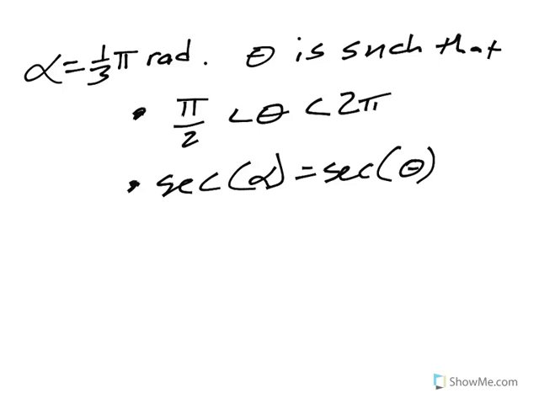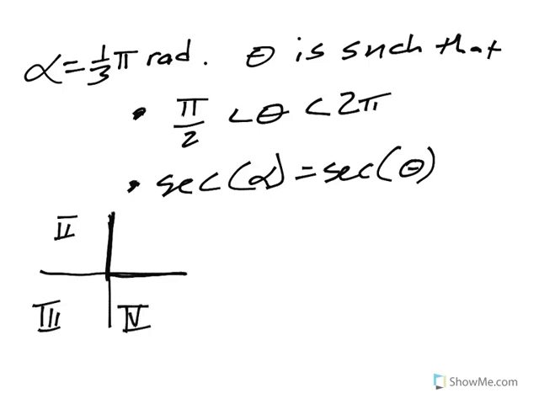Theta is an angle that has these two properties. First off, angle theta is between pi halves and 2 pi. And the other property is that secant alpha is the same as secant theta. So let me look at that first property. Theta is somewhere between pi halves and 2 pi, so it's somewhere in either quadrant 2, quadrant 3, or quadrant 4.